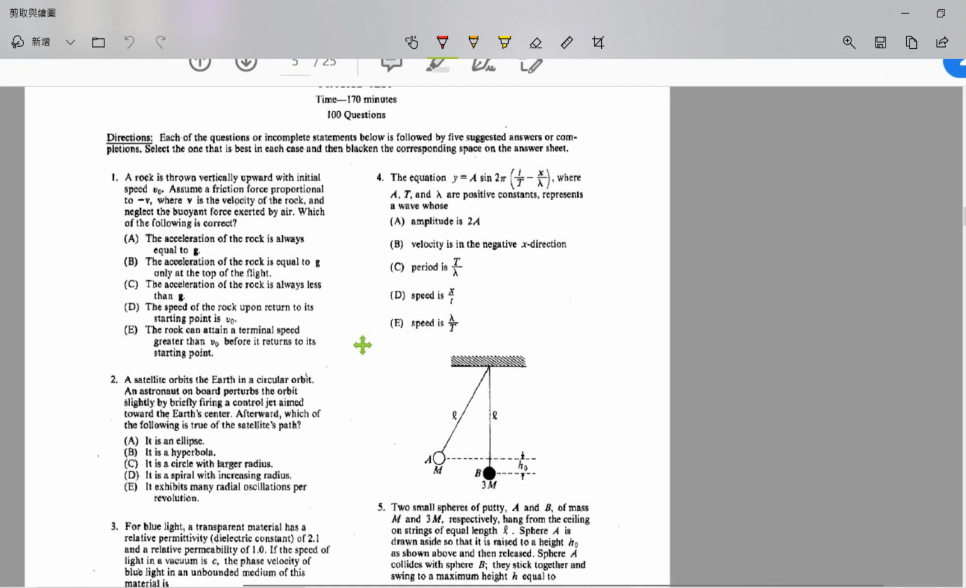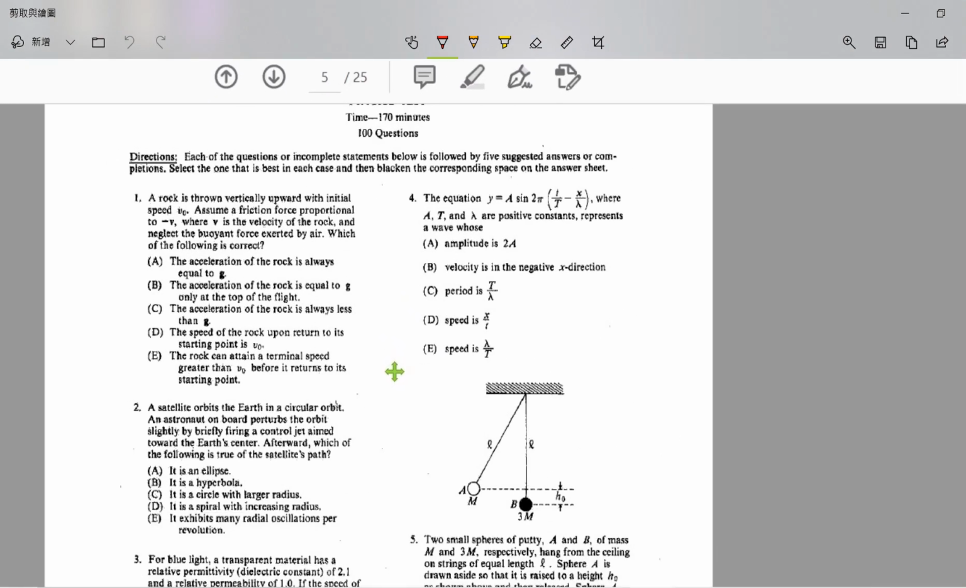Guys, today we keep solving our subject physics GRE, and this is the new form. I think this form is A677. I personally got 990 on the physics GRE exam.